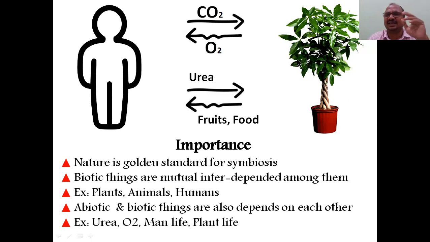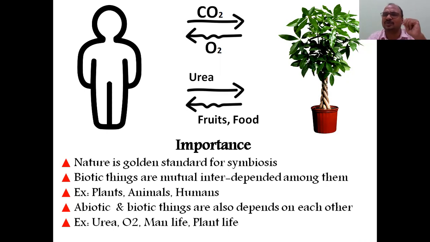Carbon dioxide is a waste product from us, and oxygen is a waste product of the plant. In the same fashion, there is one more waste also. That is urea, either human urea or animal urea. Man is also nothing but an animal. Animal urea is good for plants. It is a waste product for the animal, whereas the fruits are the waste products for the plants.